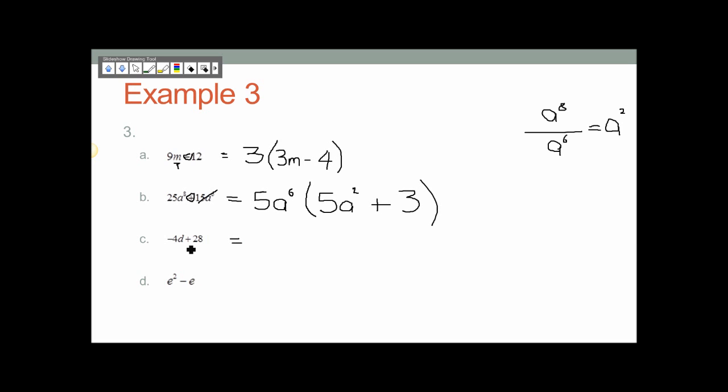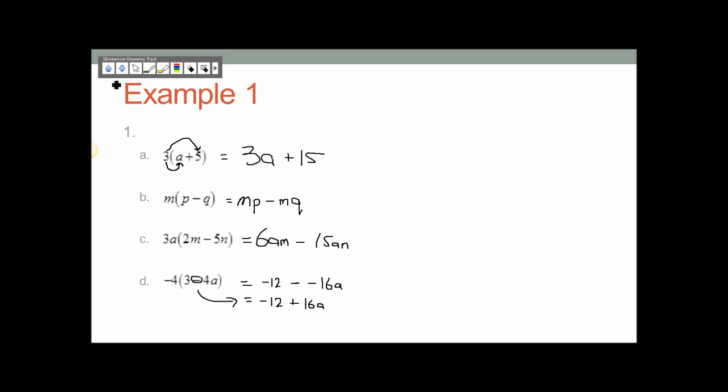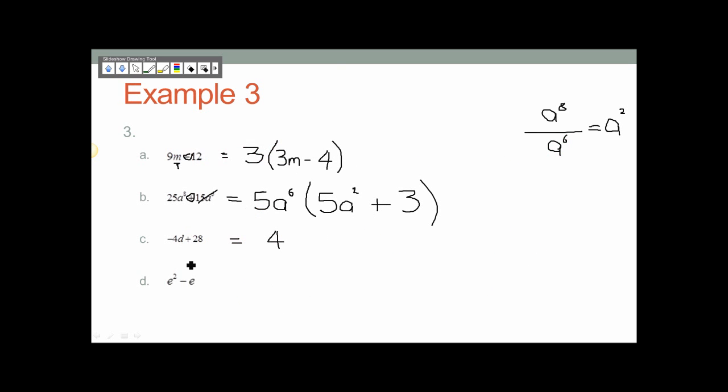Minus 4d plus 28. Now what number goes into both 4 and 28? That's right, it's the number 4. Now in mathematics, if we have a look at the previous example in number 1, see how in 1d we put the negative numbers out the front, and even though we had a minus sign in between our two terms, the common factor that we took out was actually a negative number. So if we go back to number 3, you'll notice that we can take 4 out of both 4 and 28, but what we're actually going to do is take out minus 4 at the front and leave the negative outside the bracket.